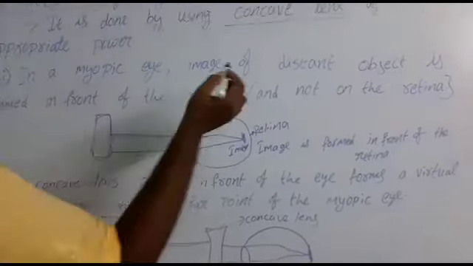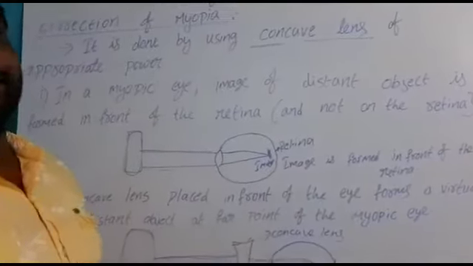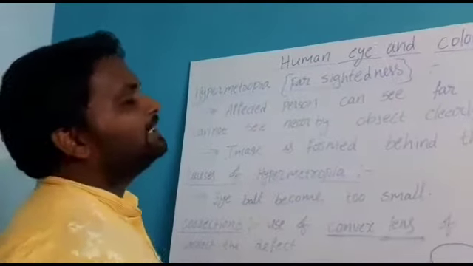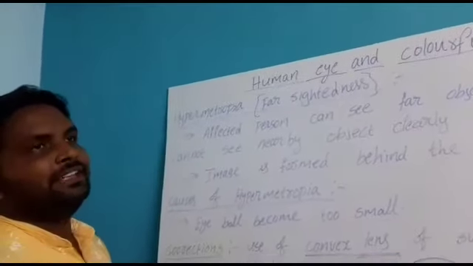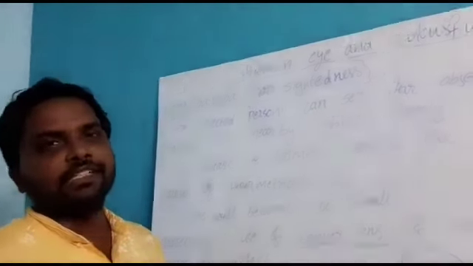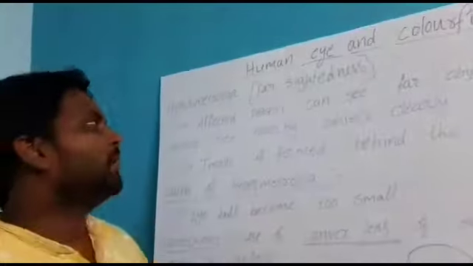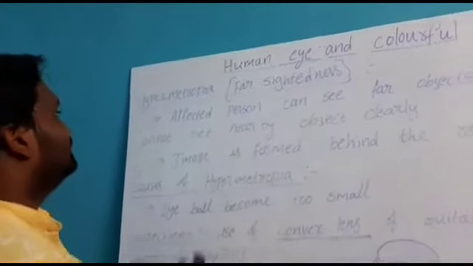So concave lens corrects the myopia disease. Hypermetropia is also one type of eye disease. It mostly happens to elderly people or those who have weakness. Hypermetropia is like far-sightedness.